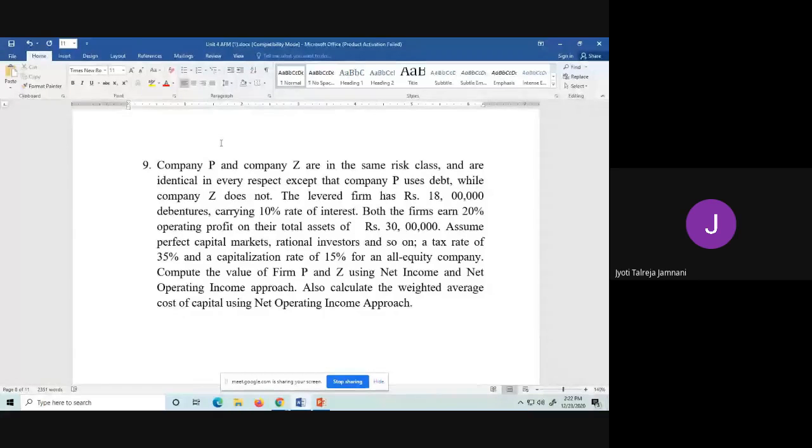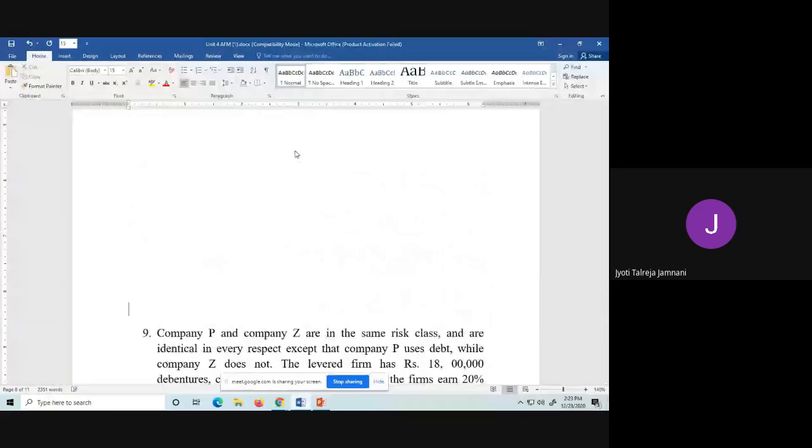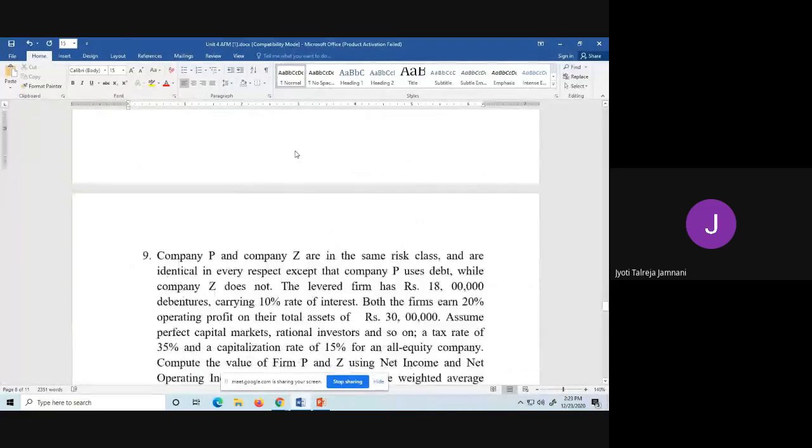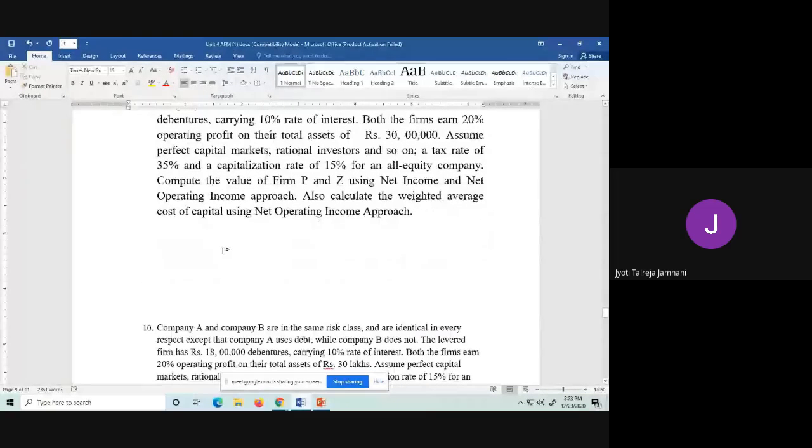Assume perfect capital market, rational investors, tax rate is 35% and equity capitalization rate is 15%. You are required to compute the value of firm P and Z using net income and net operating income approach. Also calculate the weighted average cost of capital using net operating income approach. So we have to do both the methods again and find the value of both the firms as well as find the weighted average cost of capital. So let us first start with the net income approach.